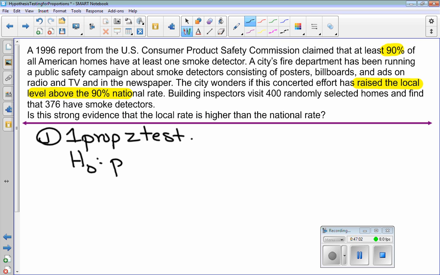Our null, p is equal to 0.9. Our alternative, p is greater than 0.9. You must put context with it. That alone will only get you half credit on your hypotheses. Okay? You must put context with it. So what's the context? Jasmine, give me the context for part A.